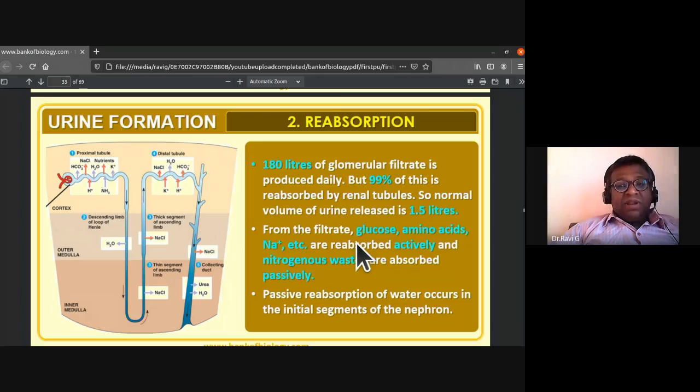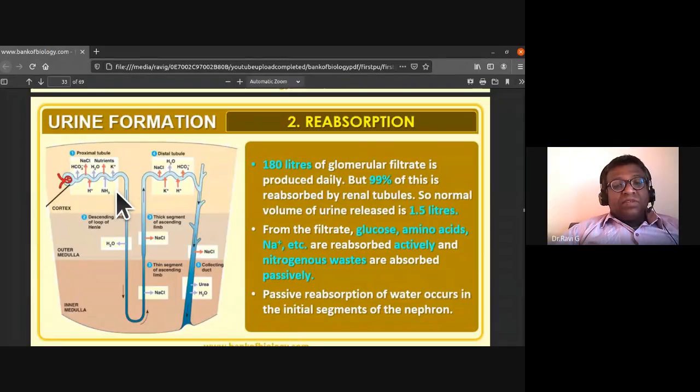From the filtrate, glucose, amino acids and sodium ions are reabsorbed actively, that means with expenditure of energy, and nitrogenous wastes are absorbed passively. So that is what you have to remember.